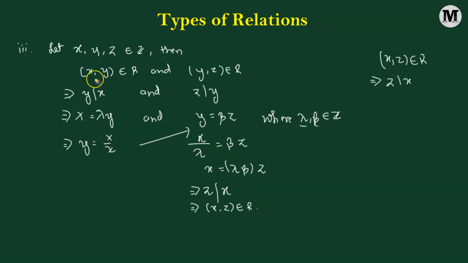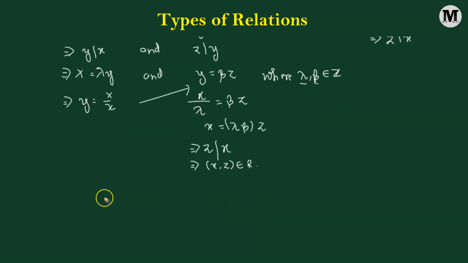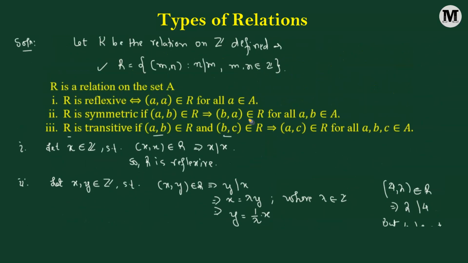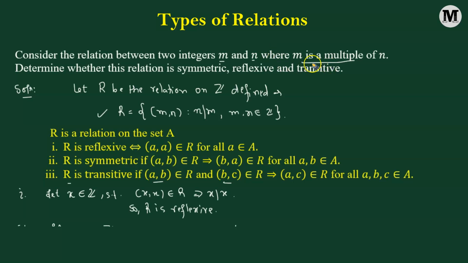So we have successfully shown that if the ordered pairs X, Y and Y, Z belong to R, then X, Z is definitely going to belong to the relation R. So our given relation R is transitive. So in this problem, where M and N are integers such that M is a multiple of N, the relation is going to be reflexive and transitive, but it is not going to be symmetric.